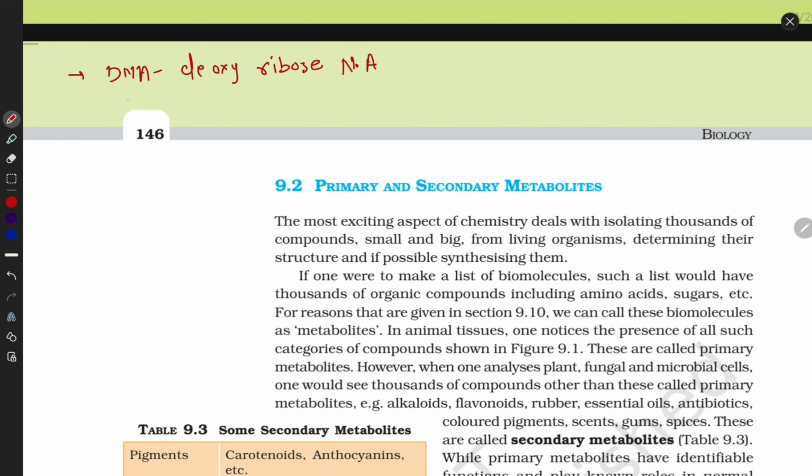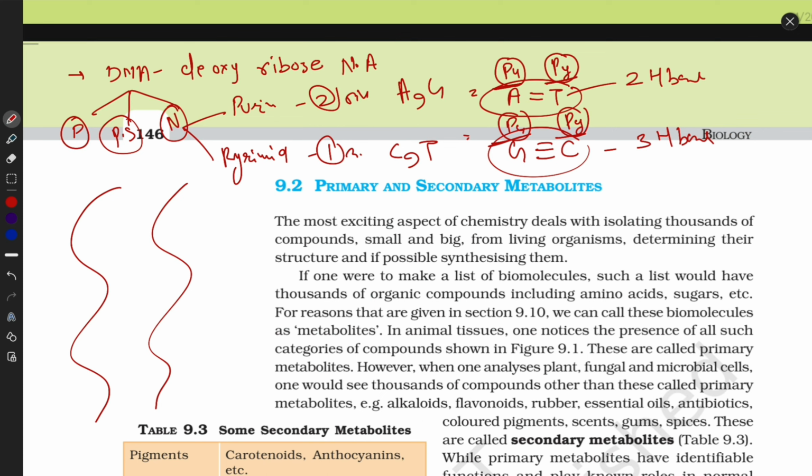Now, A binds with thymine; purine always binds with pyrimidine. G binds with C, purine with pyrimidine. A and T bind with 2 hydrogen bonds and G and C bind with 3 hydrogen bonds. This is one helix and this is the other helix. This is the structure of DNA. It is located in the nucleus, the nucleus is located in the cell, and the cell is located in our human body.